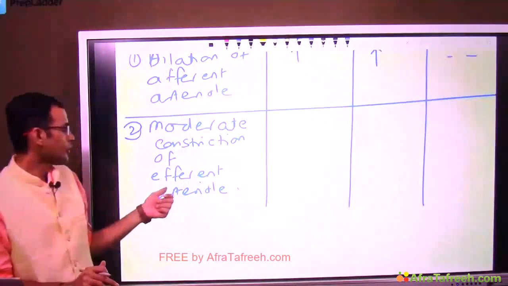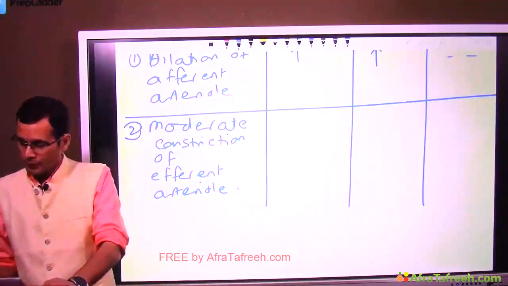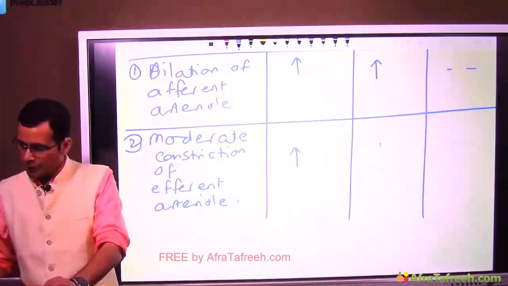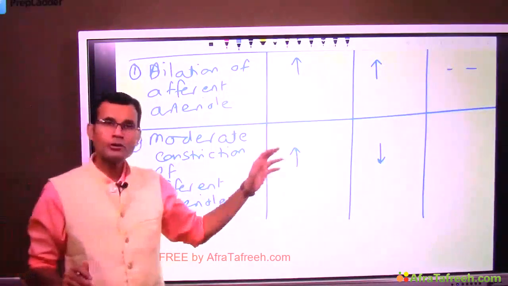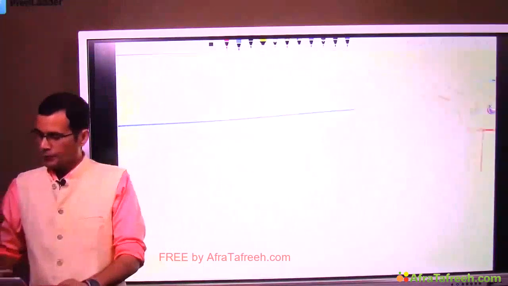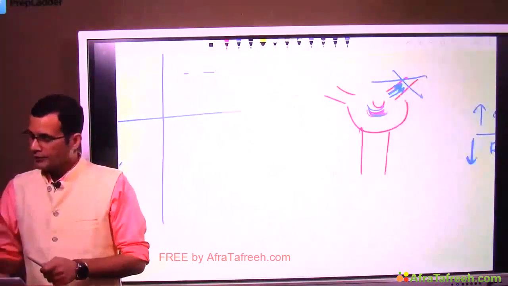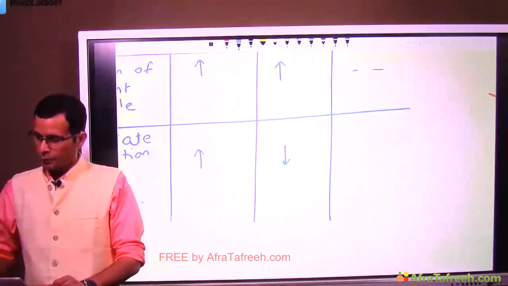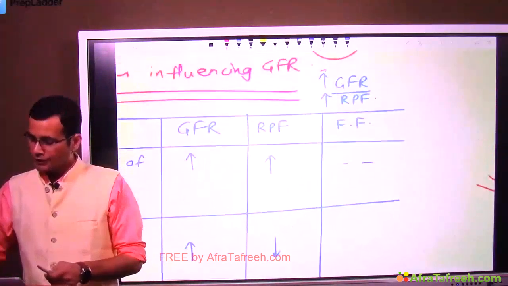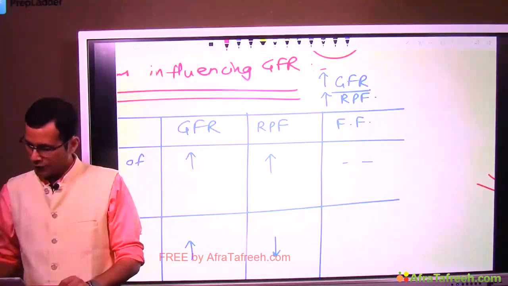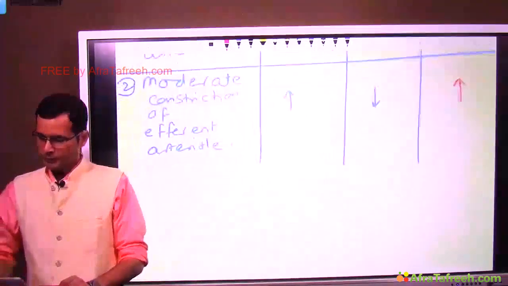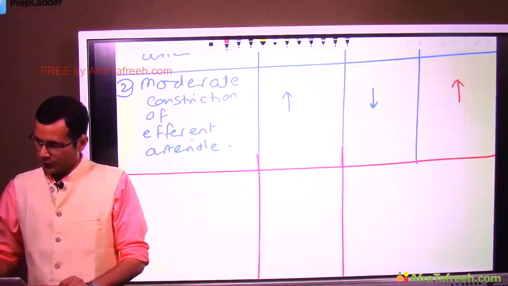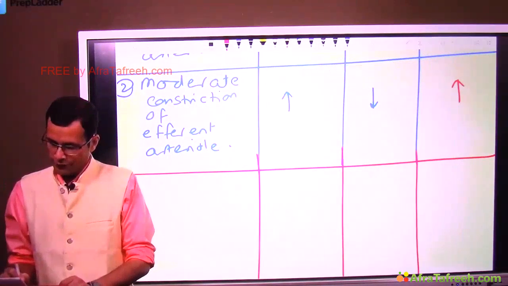Let's write it down. In the moderate constriction of efferent arteriole, GFR increases and renal blood flow and renal plasma flow decreases. So, numerator has increased, denominator has decreased. What will happen to the filtration fraction? Filtration fraction will increase. Right. Now there is a twist. Look at the third influencing factor.